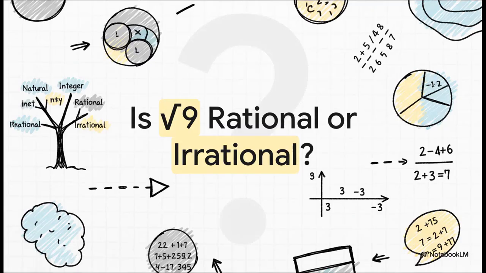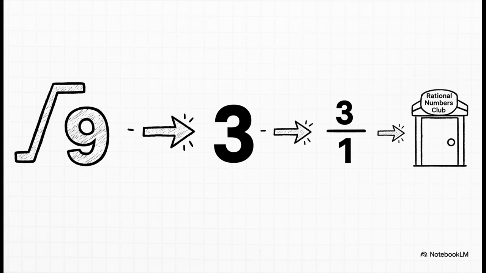All right, let's do a quick pop quiz and see if you're with me. We saw that the square root of 2 was irrational. So what about the square root of 9? Is it rational or irrational? What do you think? It's rational. Did you get it? Why? Because the square root of 9 isn't some messy, endless decimal. It's exactly 3. And since we know that 3 is an integer, we can write it as 3 over 1, which makes it a proud member of the Rational Numbers Club.